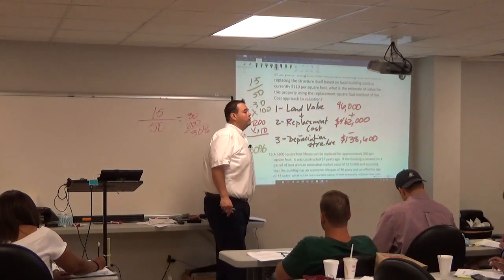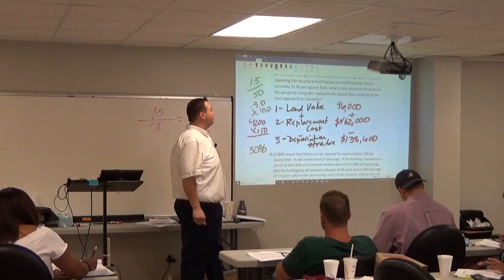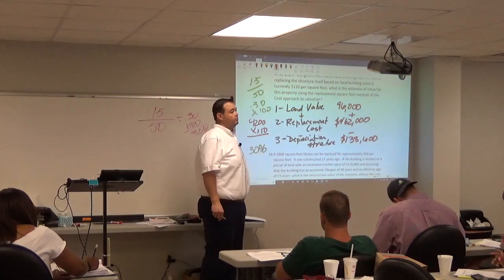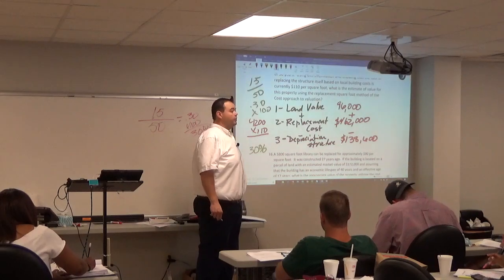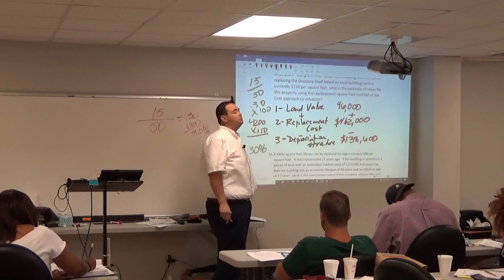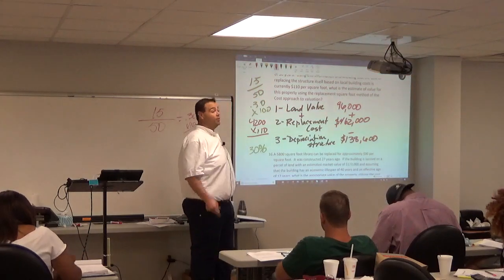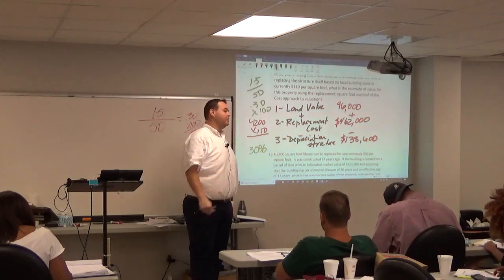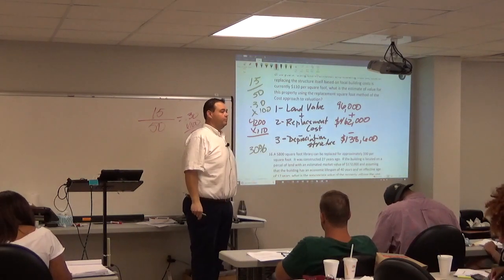That was the step I didn't do, that last step right there. So I stopped. I didn't know where to go. Did you get to 30%? I did. I got all that. I got the 138,600. I just didn't do the last step. So you figured out what the depreciation was, but you never subtracted it. Exactly. Okay, so land value plus replacement minus depreciation. Okay, I got it. Thank you.